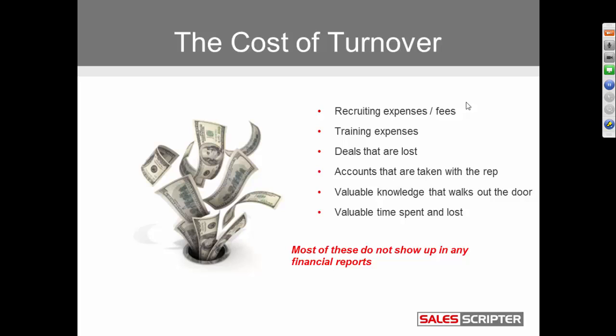You can see a line item for how much we're spending on external recruiters, but you don't really see the cost for how much the manager is spending in terms of the time they spend on interviewing. You don't see all the deals that are lost. You could see maybe an opportunity loss report, but that's not going to show up in your financial statements for how much revenue you lost this year from salespeople leaving.